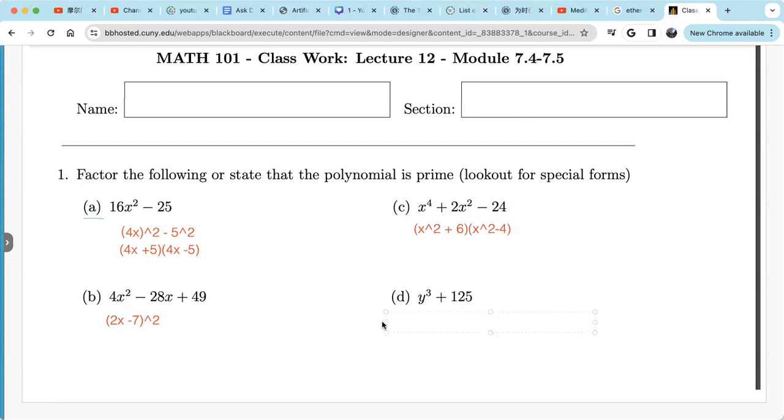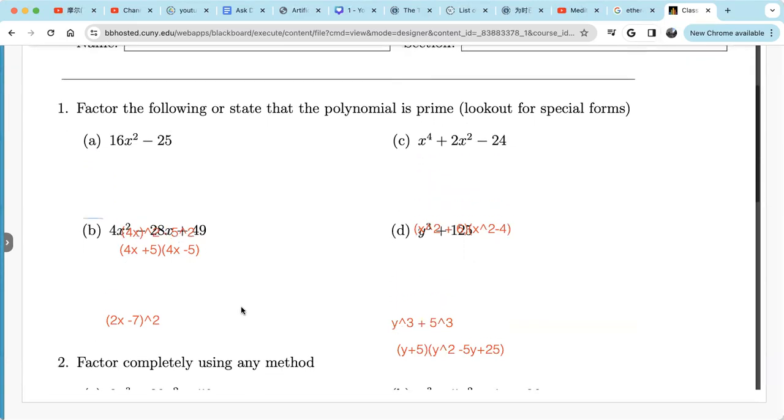For D, it's called sum of two cubes. So that's y cubed plus 5 cubed. And by the formula, this can be factored as y plus 5 times y squared minus 5 times y plus 5 squared, which is 25. Just by the formula. Okay, that's this 4.